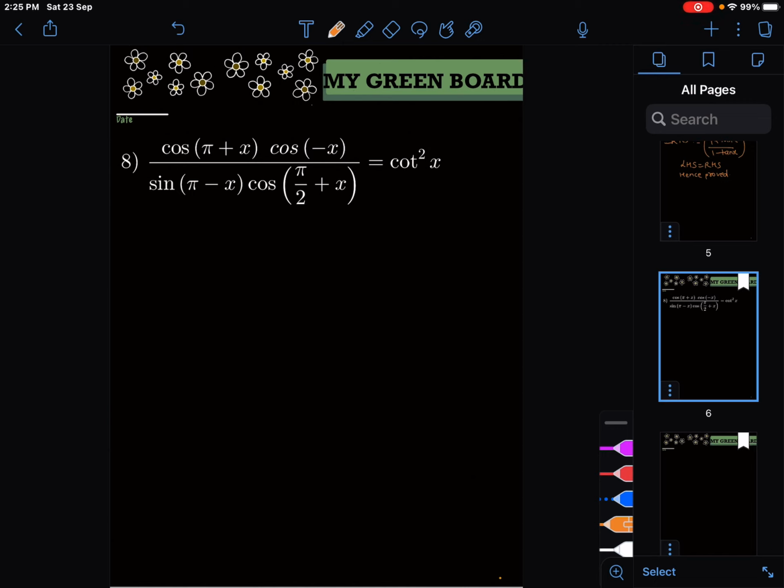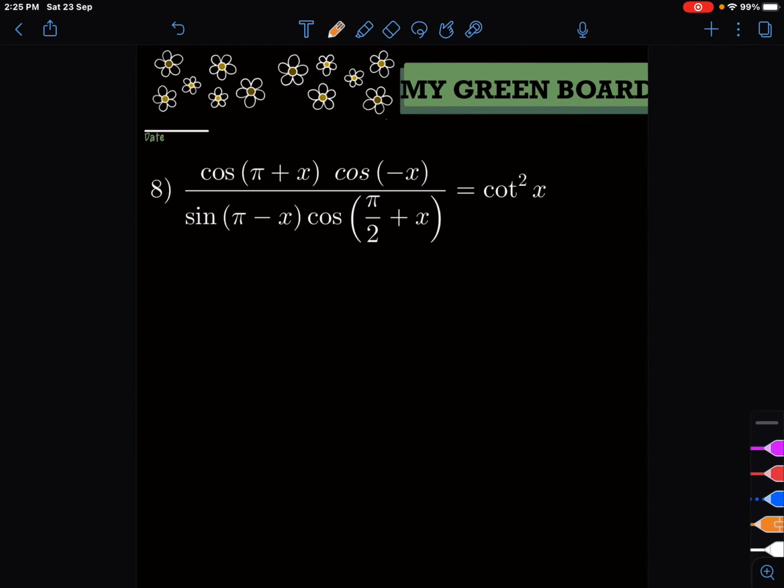Okay. So let's go to the 8th sum. Cos of pi plus x into cos of minus x divided by sine of pi minus x cos pi by 2 plus x is equal to cot square x. Okay. Now see, let's take first the LHS.